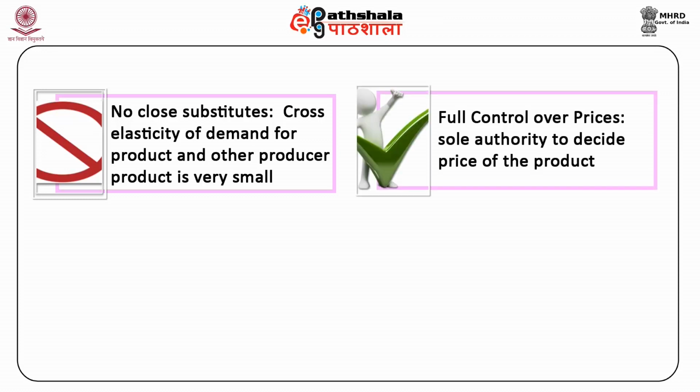Fourth, full control over prices. The monopolist, being a single producer, has the sole authority to decide the price of the product that it produces. Unlike perfect competition, the monopolist is a price maker and not a price taker.